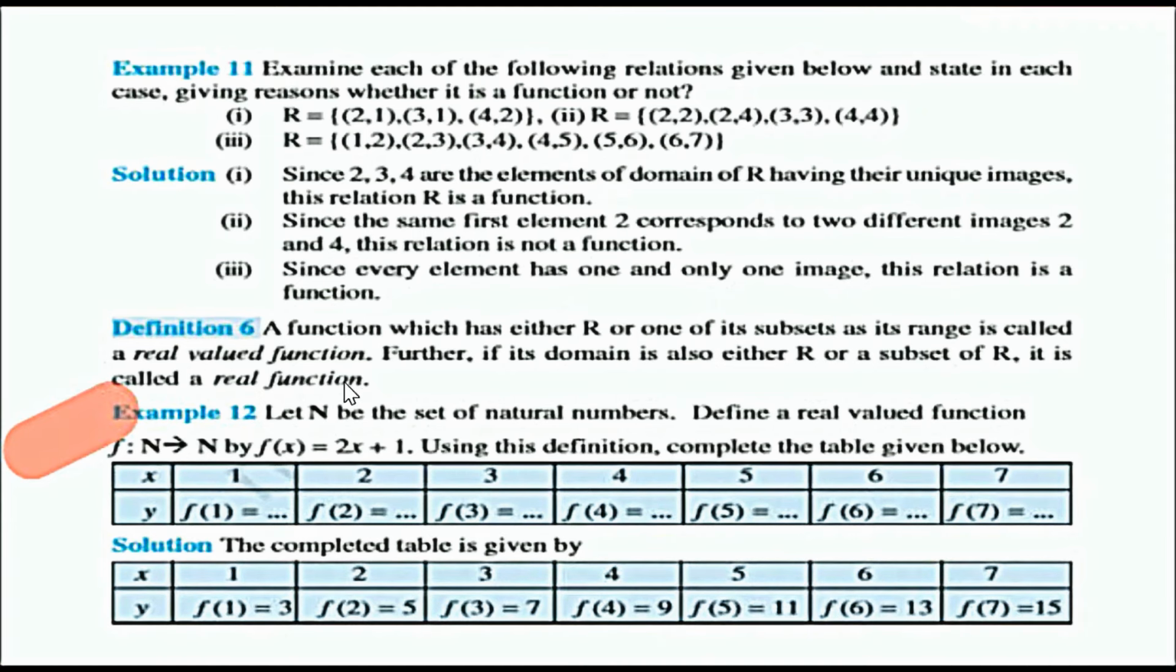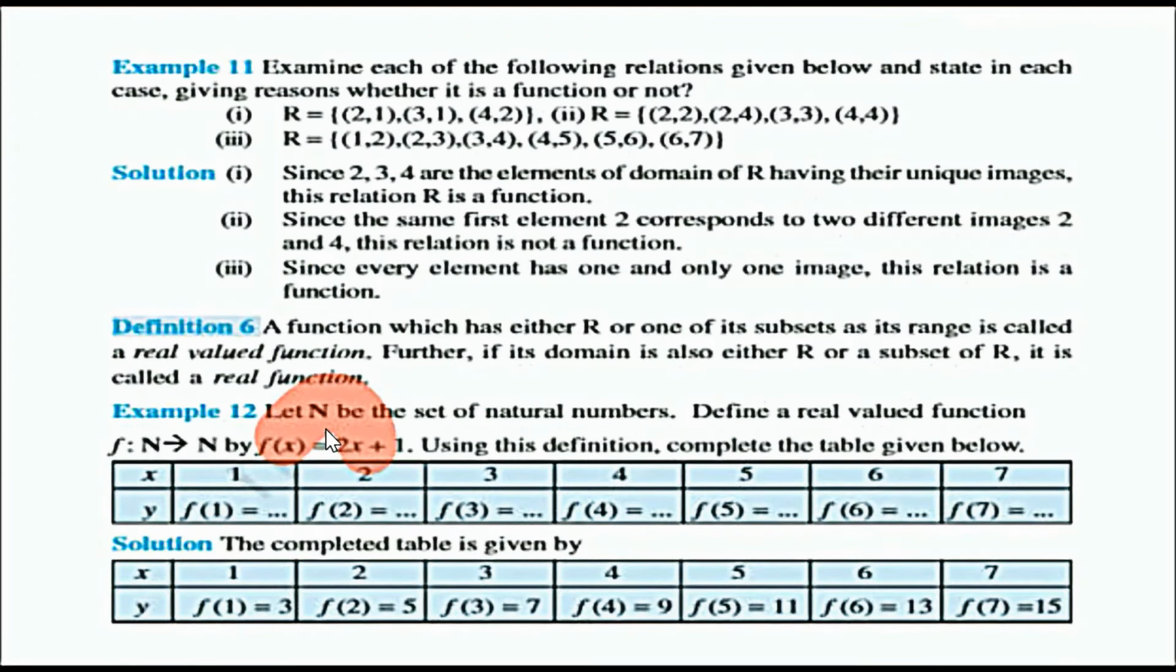Let N be the set of natural numbers. Define a real valued function f: N to N, where f(x) = 2x + 1. Let us place 1 here. This will be 2 times 1 plus 1, that is 3. So f(1) is 3. Let us place 2 here. That will be 2 times 2 plus 1, so f(2) equals 5. So this is the real valued function.